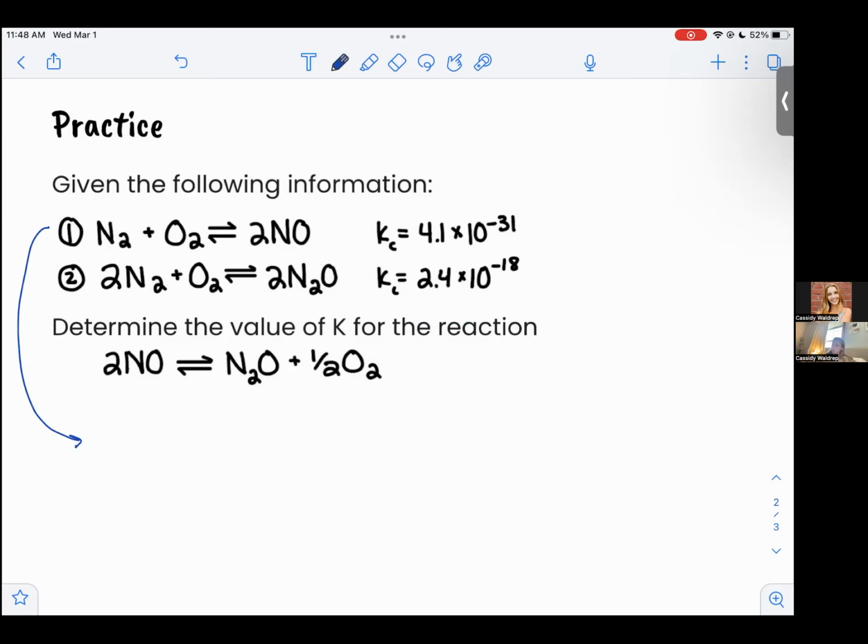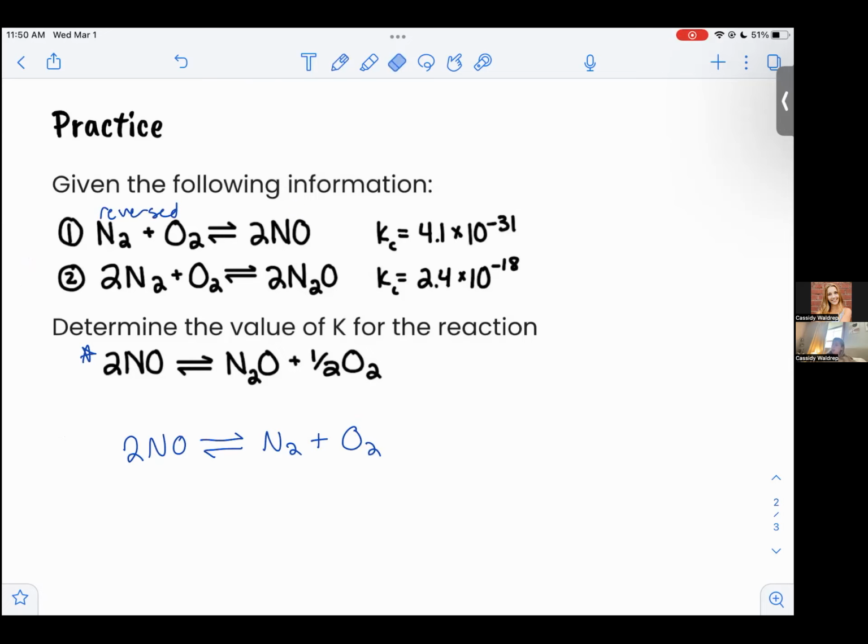So when I compare equation number 1 to this final equation that I need, I see that my N2 needs to be on the left side, but it's currently on the right side. So I'm just going to flip this first equation and see if that looks a little better. When I flip it, I now see that my NO is on the correct side. And I also see that I have an oxygen molecule now on the correct side. So I'm going to make a note that I reversed equation number 1.